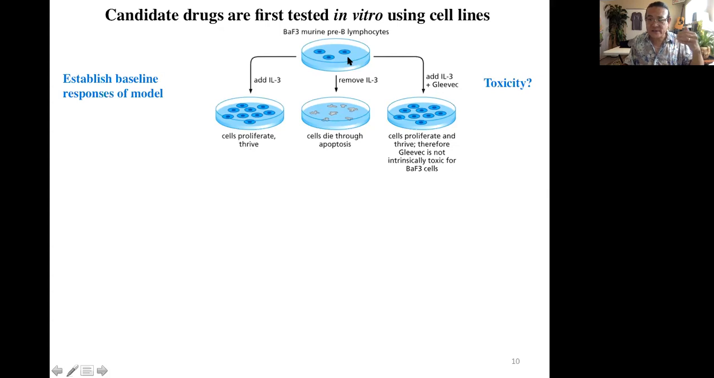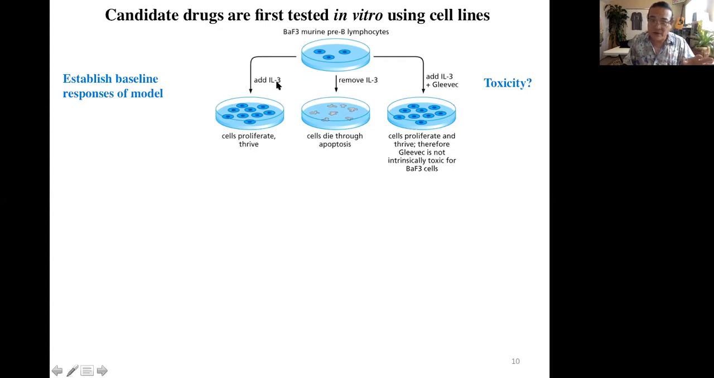So here you have these pre-B cell lymphocytes. What you do is you try to start stimulating them to differentiate into B cells. So you add IL-3, interleukin-3, and this is sort of your control, right? The cells thrive, they proliferate, right? And they grow. So that's what they normally healthy would do. You remove the IL-3 entirely from the media as another control. And sure enough, the cells die through apoptosis because they need this normal IL-3 signaling inside the cell for their differentiation.